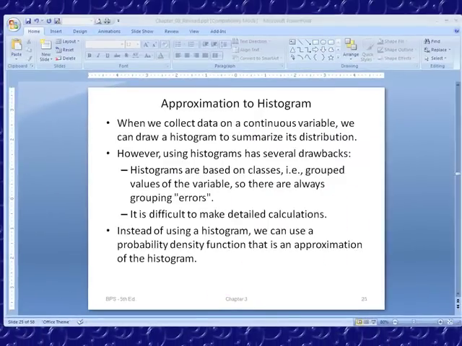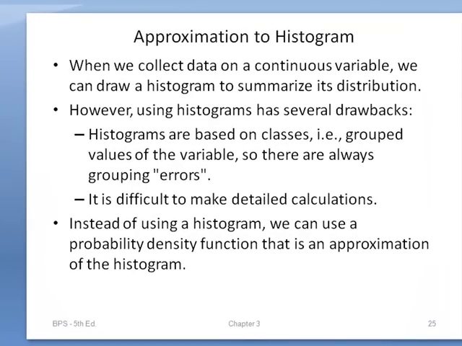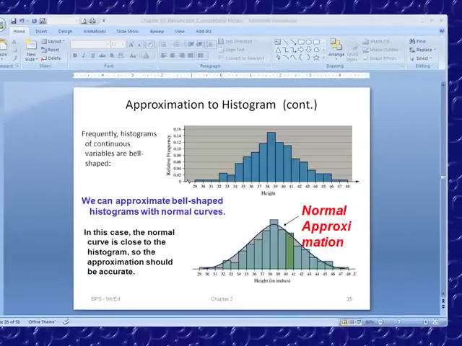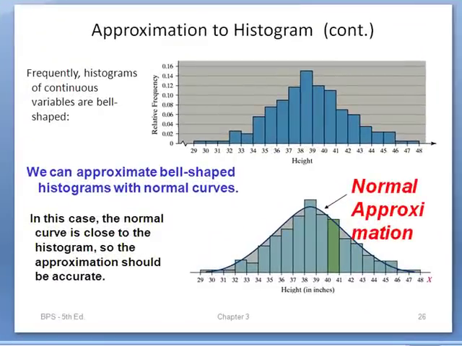Now, as we talked about earlier, when we collect data, we can make histograms, and for each sample, you're going to have a little bit of a different histogram. Also, histograms are based on the classes that we use, so there can always be grouping problems or errors. So it's difficult to get detailed information or calculations. So instead of using this histogram, we like to model and use a probability density function that is an approximation to that histogram. If our histogram looks bell-shaped, we're going to approximate it with normal curves, and we can get a lot of good information when we do that.